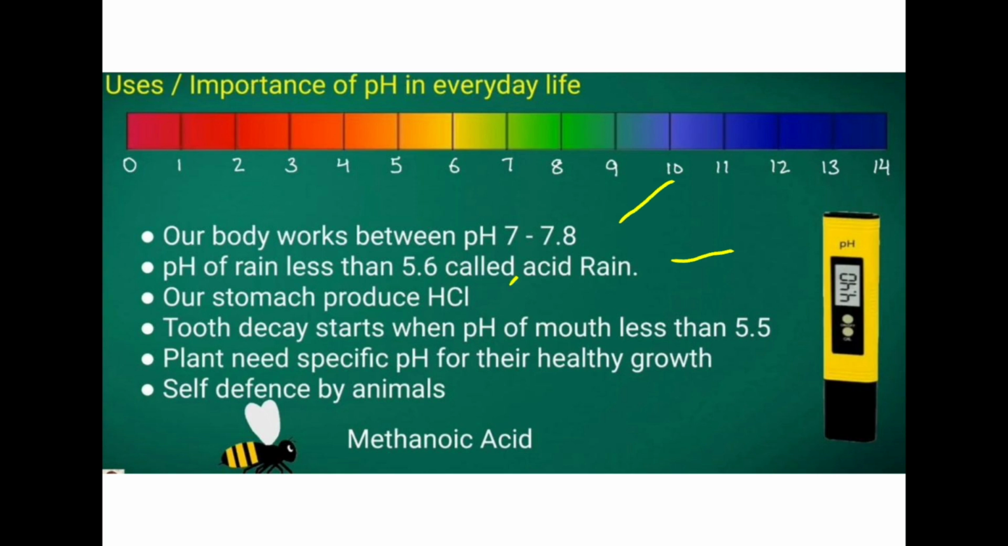Then our stomach produces HCl. It is an acid, so its pH will be around 2. Tooth decay starts when the pH of the mouth is less than 5.5. In our mouth, if the pH decreases below 5.5, our tooth will decay, because bacteria can survive at that pH. Plants need a specific pH for healthy growth. Some soil has a different pH, so many plants will not grow; they need a specific pH. Then self defense by animals.